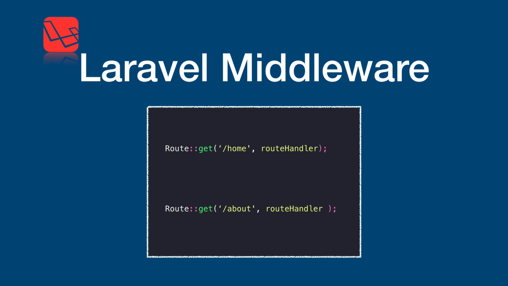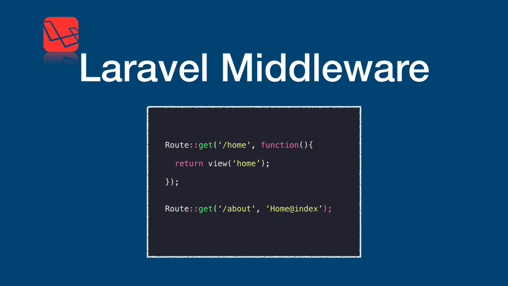So here you can see that we are having two different routes with two different URIs, and there is a route handler. The first URI is home and it has a route handler, and the second URI is about, which also has a route handler. So the handler looks something like this.